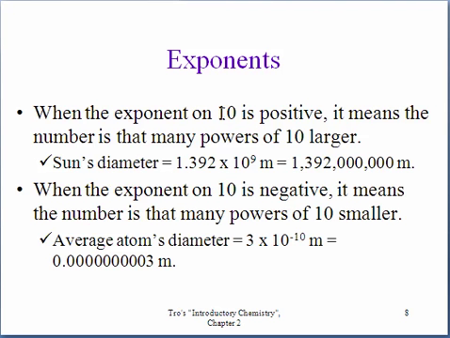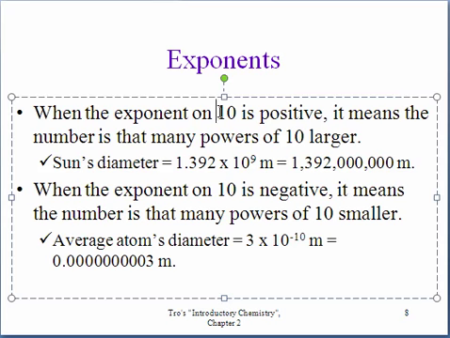Now let's look at this exponent. When the exponent on the 10 is positive, and by the way, the exponents are the superscripts here, the small numbers that are above the power of 10, it means that our value is larger than 10. So when we looked at the sun's diameter, 1,392,000,000 meters, and expressed that in scientific notation, our power of 10 is positive because this is a very, very large number.